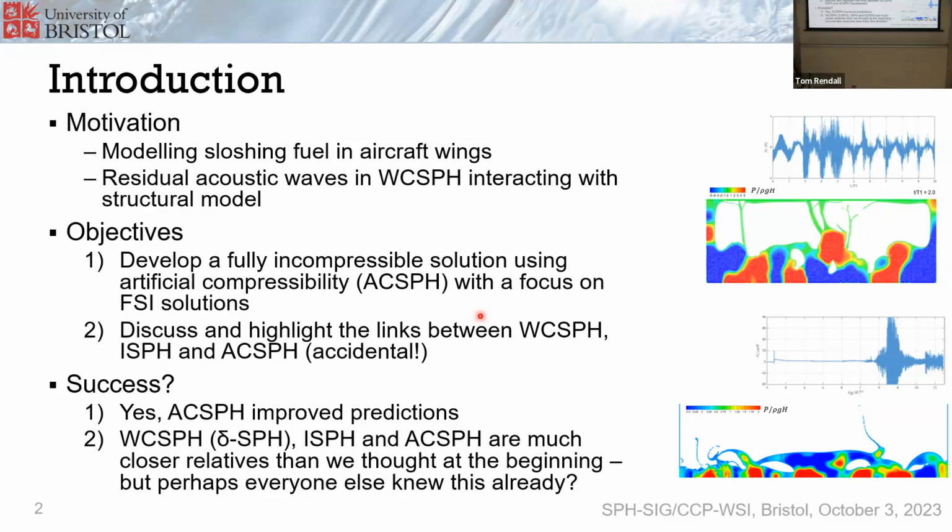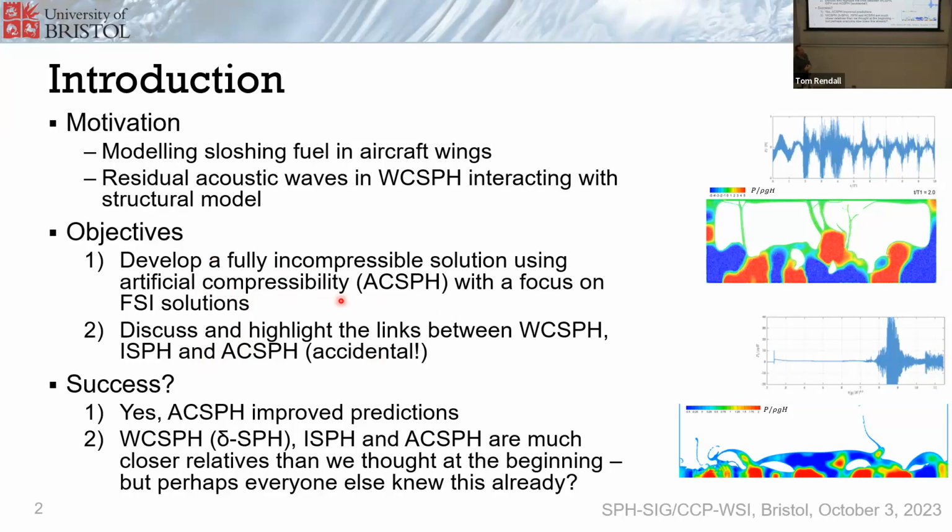So, in order to try and address that, we were interested in looking at an incompressible approach, to try and get rid of the acoustic properties that were still there. And so different ways of doing that, of course, you could swap to ISPH, fully incompressible SPH, with some kind of pressure Poisson solve. We were interested in trying to take the sort of the most, or the easiest route into that type of simulation.